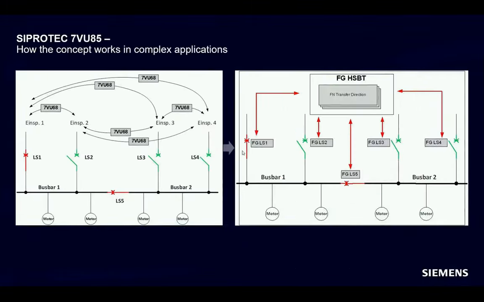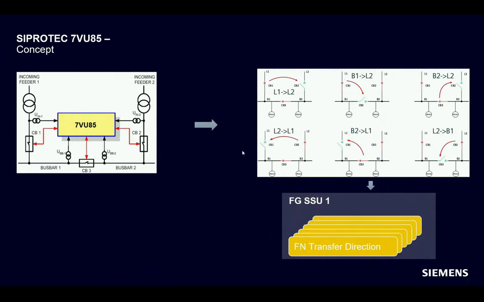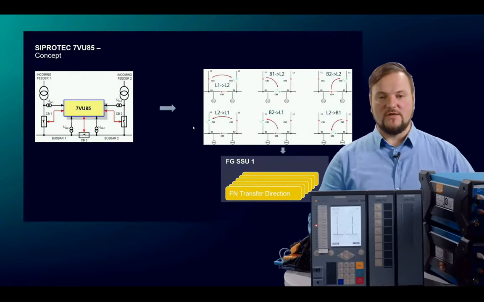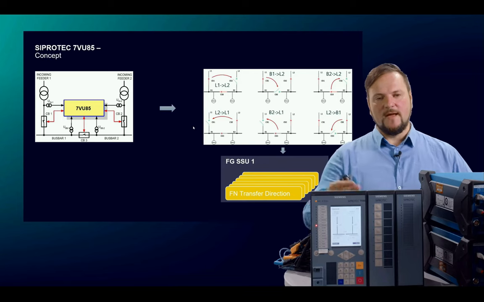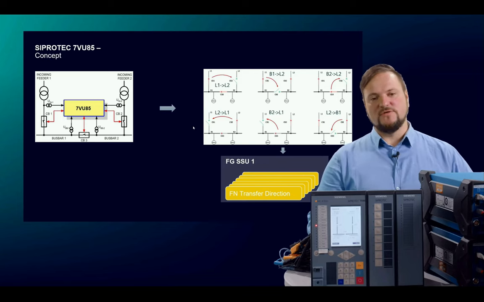What does it mean, function transfer directions? That means you as user implement or integrate different transfer directions, for example, from breaker 1 to breaker 2 and so on. If we have a look at the concept here, you will see for a simple two incomer application, that means a simple three breaker application, two incomers and one TICB, we will have different transfer directions. And due to that application, we can have up to 6 transfer directions, and each transfer direction can be set into the function transfer directions.